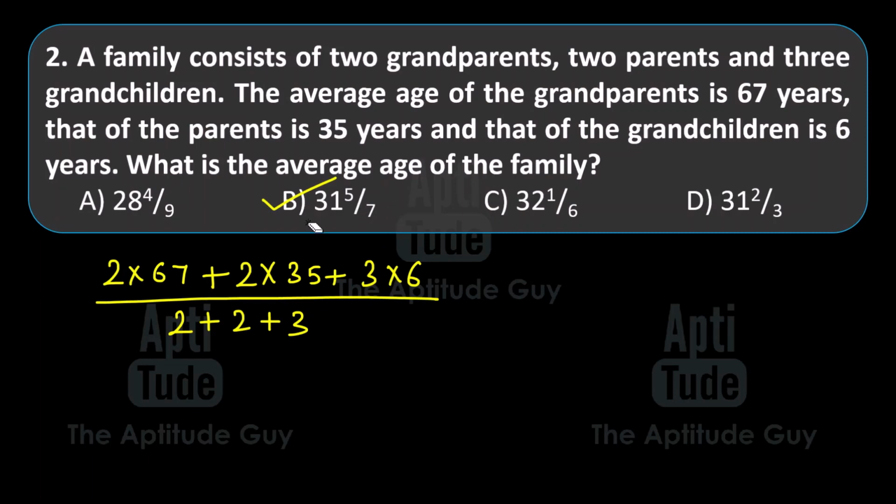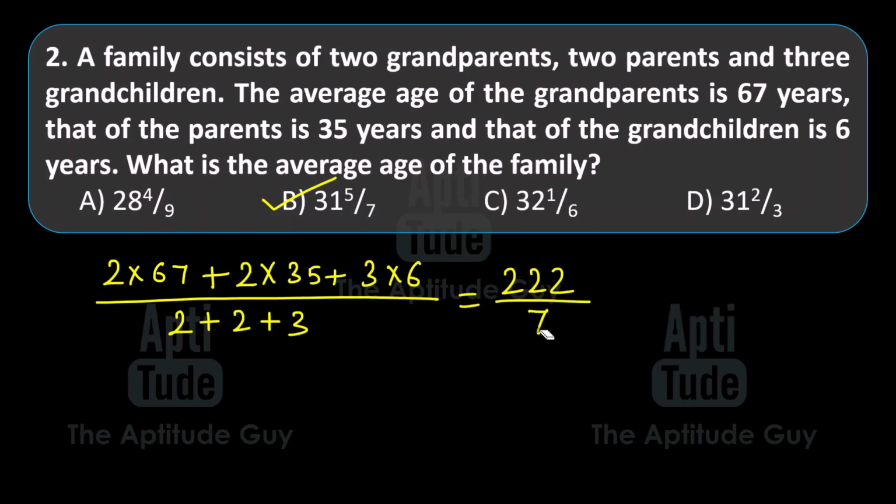Are we 100% sure that this is the correct answer? No. But we are 100% sure that the other options are wrong. So by elimination, this is the correct answer. But of course, here we are getting lucky. Suppose there is another option like 31 3 by 7. That also has denominator 7. How do we know if this is the answer or this is the answer? Then we'll have to actually solve it. So, when you calculate this, the numerator will become 222 and the denominator is 7.